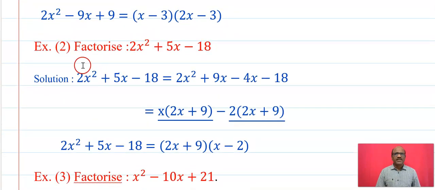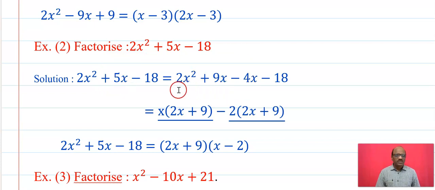Now the next example, factorize 2x square plus 5x minus 18. पुन्हा फर्स्ट टर्म आणि लास्ट टर्म मल्टिप्लिकेशन करणार. 18 into 2, that is 36. Now what are the two terms such that whose product is minus 36x square and sum is plus 5x? मग ते दोन नंबर्स आहेत, that is 9x and minus 4x. 9x and minus 4x is 5x and 9x into minus 4x is minus 36x square. Therefore this 5x, हा 5x आपण कसा लिहिलाय, तर 9x minus 4x.